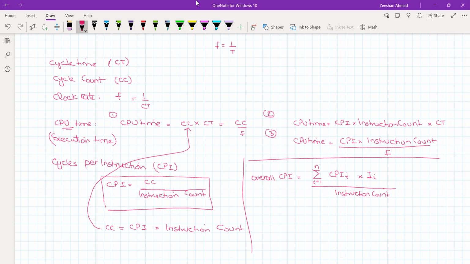CPI means the cycles per instruction of the certain instruction I here, and instruction count will be the total number of instructions in a program here. Okay, so we will be also using this formula here.